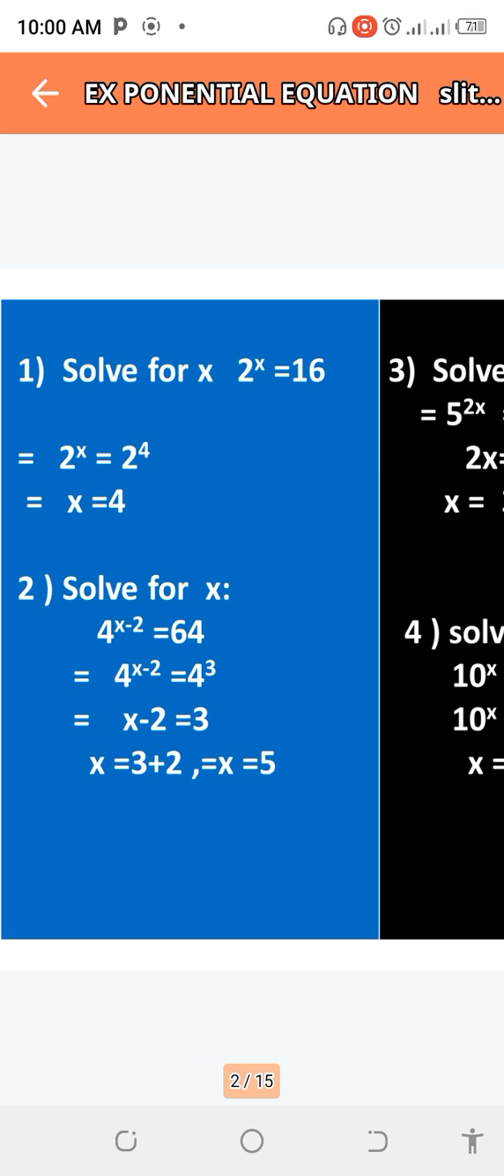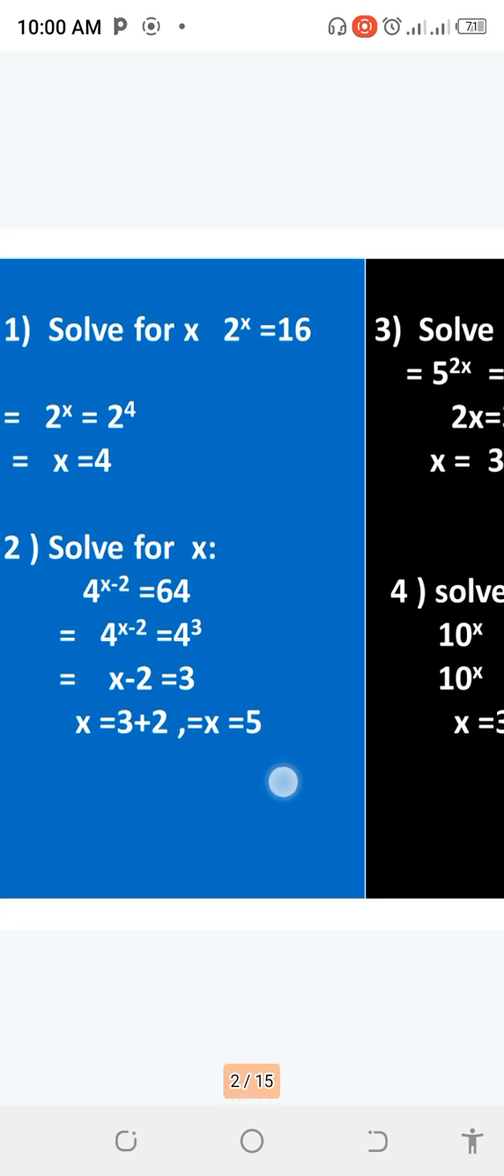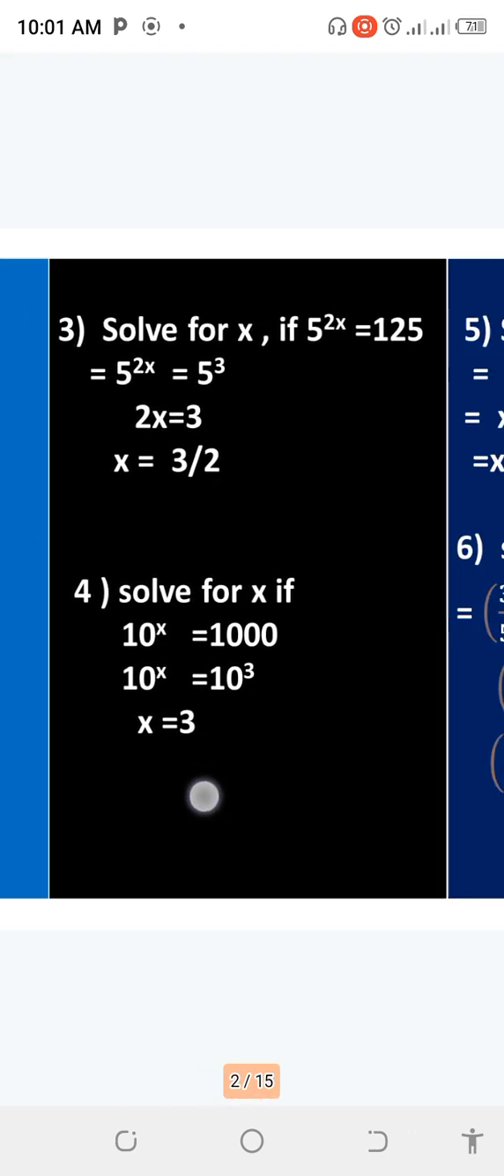Now let us check whether our answer is correct. In the place of x, put 5. We will now have 4 exponent 5 minus 2 is equal to 64. Exponent 5 minus 2 becomes 3. So 4 exponent 3 is equal to 64. So our answer is correct. Now let us go to the next question.